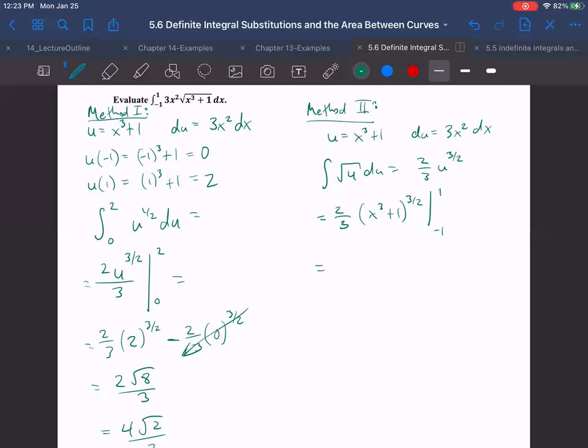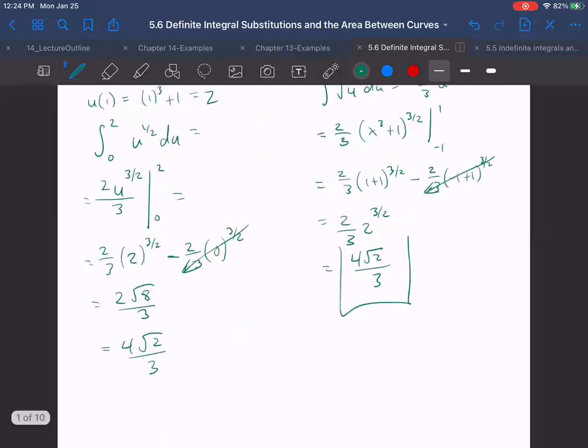Here we end up with 2/3 of (1 plus 1) to the 3/2 minus 2/3 of (-1 plus 1) to the 3/2. So this term goes to 0 again. -1 plus 1 is 0. And then we have 2/3, and then we have 2 to the 3/2, which we just had a second ago, right? Which equaled 4√2/3. So you can see, samesies, right?